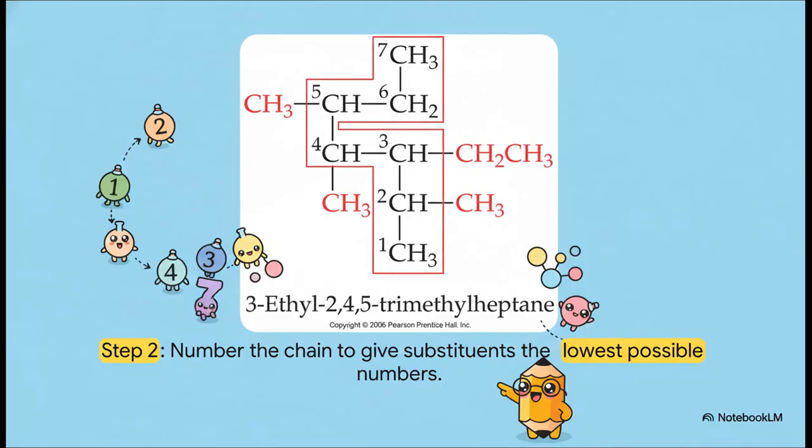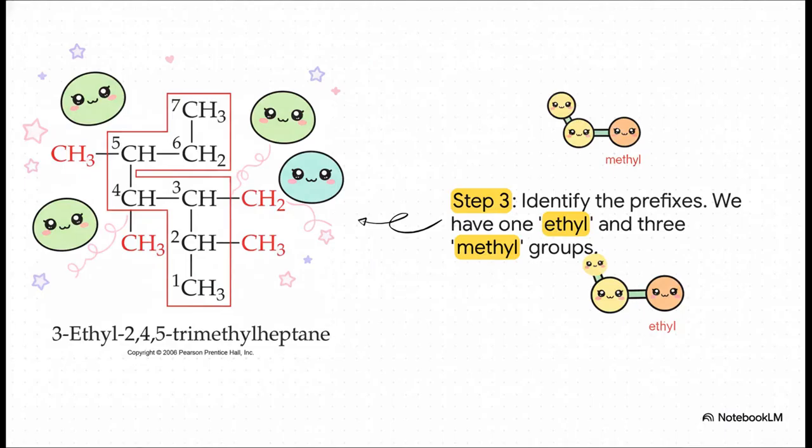Step 2. Numbering. Now, we have to give all those carbons an address. The rule is simple. You start counting from the end that gives the attachments the lowest possible numbers. If we start from the left, our first attachment is at carbon number 2. From the right, it would be at number 3. So, 2 is lower than 3. We start from the left. That's the correct way.